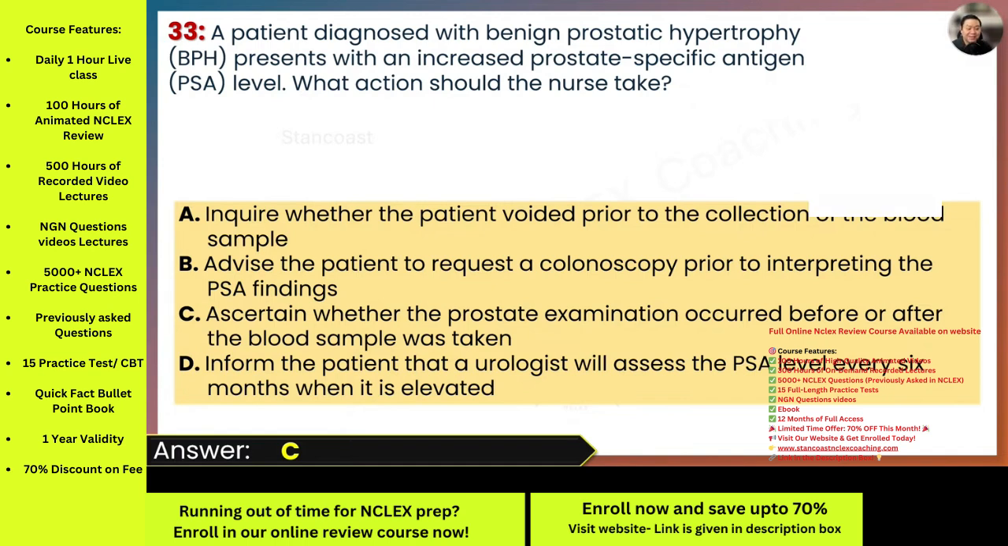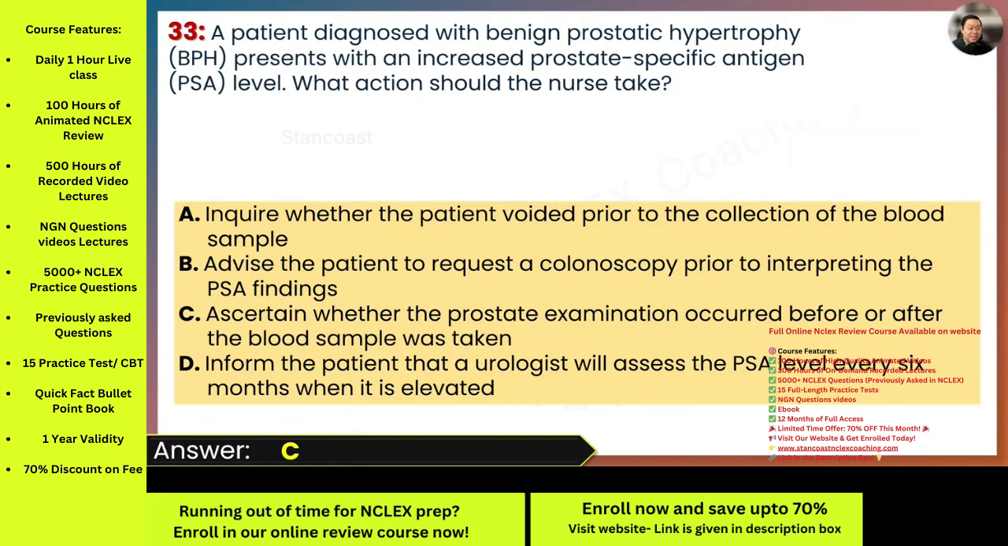Now, if you selected letter A, that is incorrect, because the urination has no impact on the PSA levels. And letter B, it says, advise the patient to request a colonoscopy prior to interpreting the PSA findings. Well, the colonoscopy is unrelated to the PSA levels. We know that PSA levels are used to evaluate prostate health and also are not influenced by the colon health.